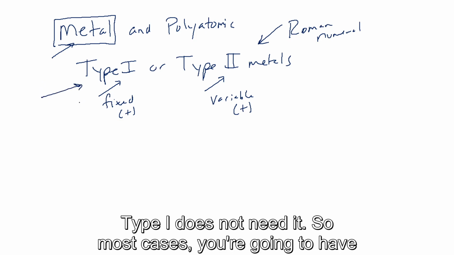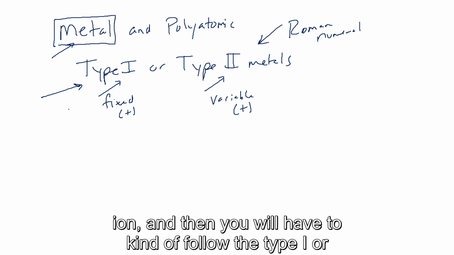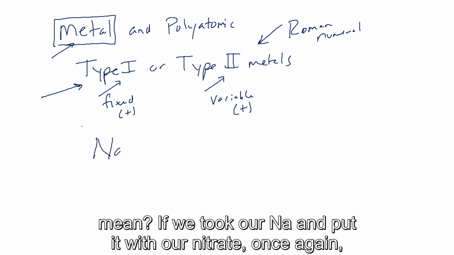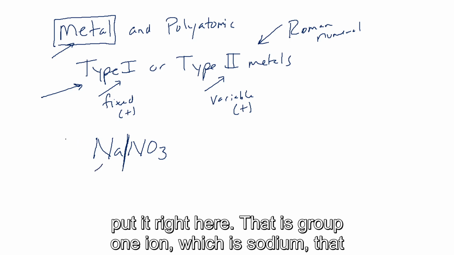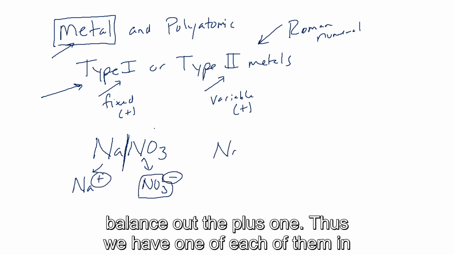So in most cases you're going to have a type 1 or type 2 metal hooked up with your polyatomic ion, and then you will have to follow the type 1 or type 2 ionic compound rules for naming. So what does that mean if we took our Na and put it with our nitrate? Once again, split it right here. That is a group 1 ion, which is sodium. That again is our nitrate ion. All together has a -1 to balance out the +1. Thus, we have one of each of them in the formula.